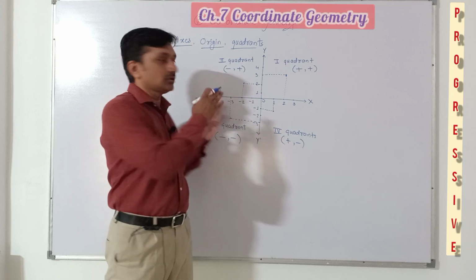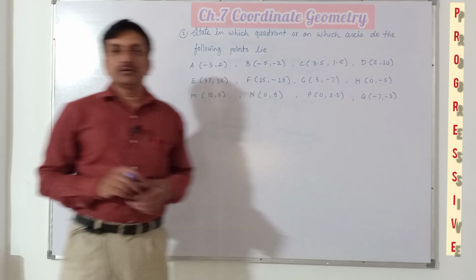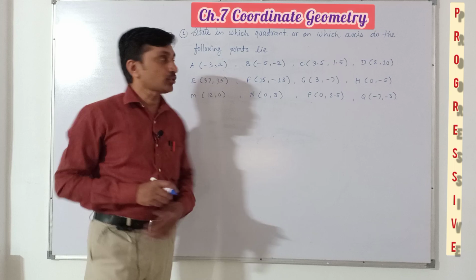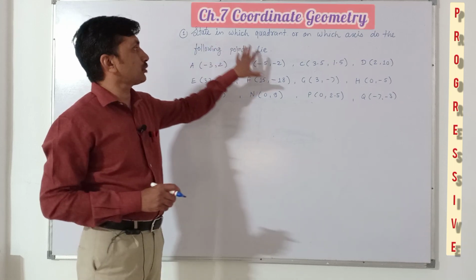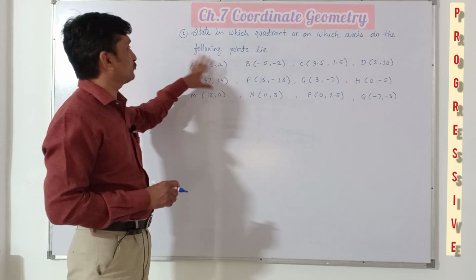7.1 based on these points. Now first question of practice set 7.1 is, state in which quadrant or on which axis do the following points lie.